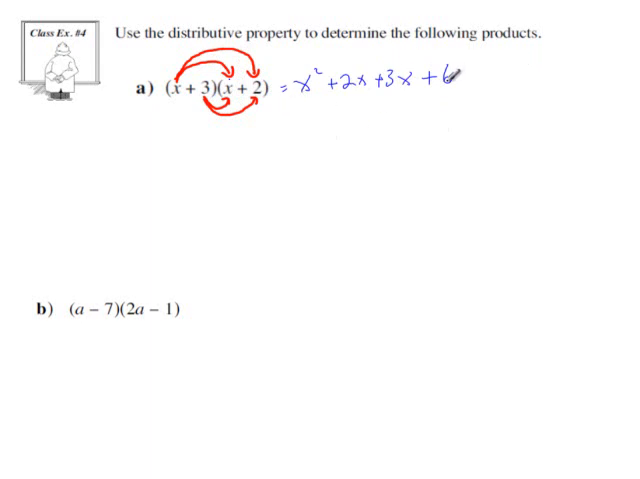Once you've done that, you just have to combine like terms to finish simplifying. So x squared terms, you only have x squared. You have 2x terms, so you add those together. 2x plus 3x gets you positive 5x. And then your number term is just 6, so plus 6. That's your answer.